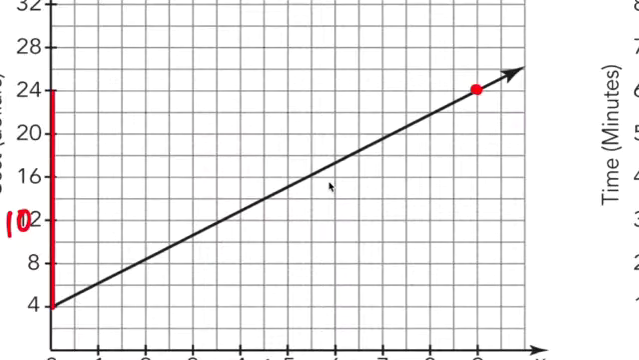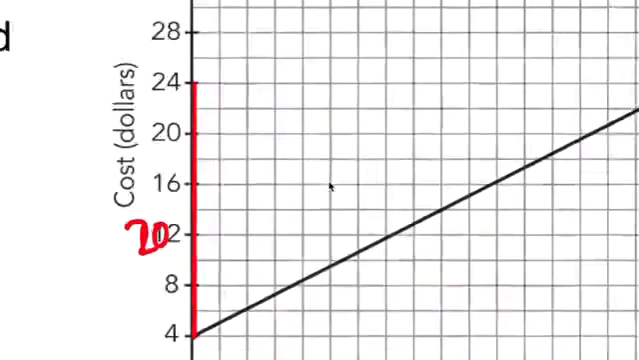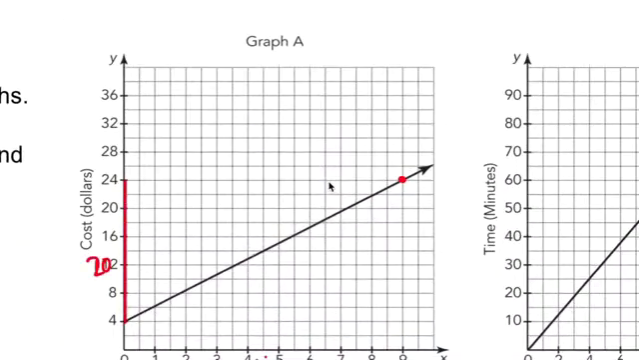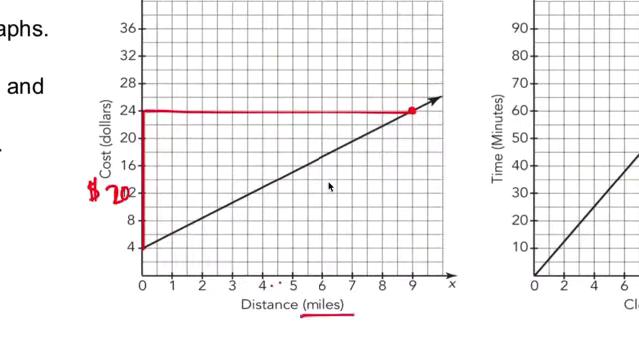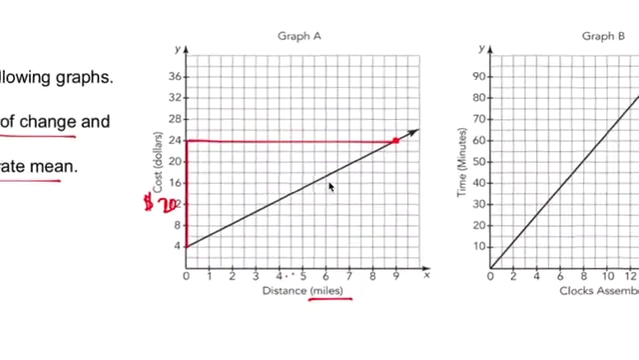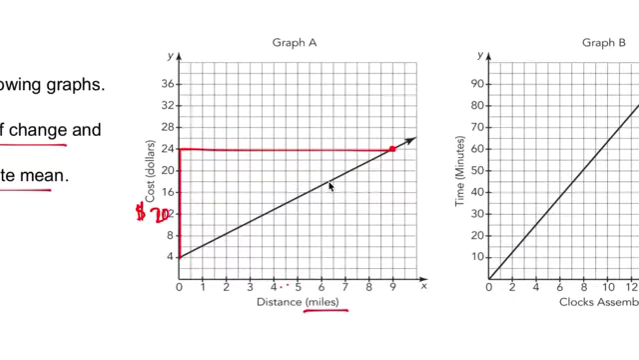That's 20. 20 over 9. These are dollars. That's $20 over 9 miles. That's what it means. $20 every 9 miles.